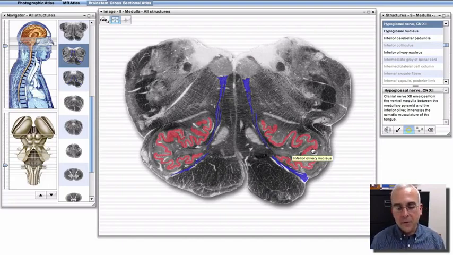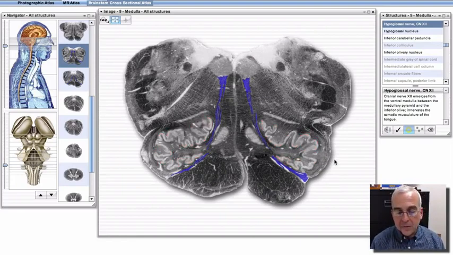Really a fascinating story about how this inferior olivary nucleus induces plasticity in the cerebellum. But for now, we'll just use it as a visible landmark that allows us to know where to expect to find the emergence of the 12th cranial nerve between the olive and the pyramid.